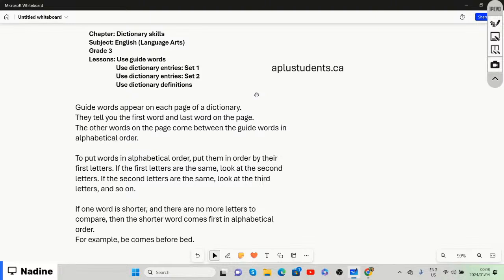And to put the words in alphabetical order, we need to put them in order by the first letter, right? So that is how we put words in alphabetical order. We put them in order of the first letter.